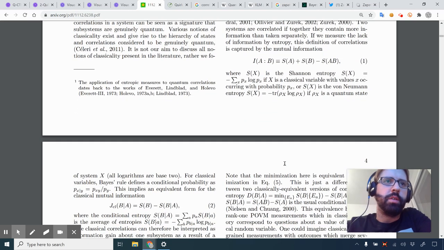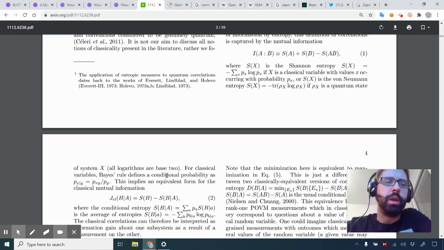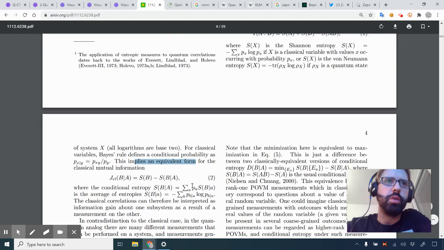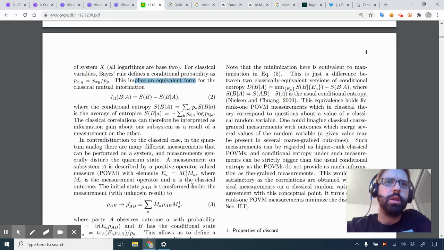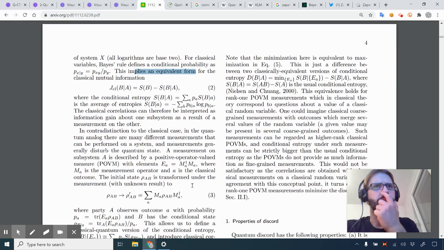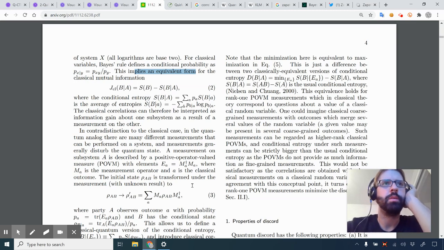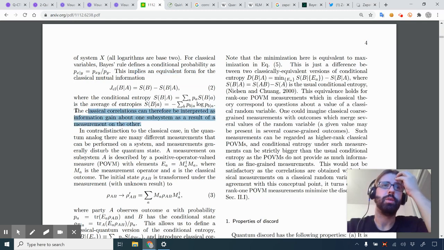For classical variables, Bayes' rule defines a conditional probability as p(x|y) = p(x,y) divided by p(y). This implies an equivalent form of the classical mutual information, where the conditional entropy is the average of entropies. The classical correlations can therefore be interpreted as information gained about one subsystem as a result of a measurement on the other. Not entirely sure I understand what this means.